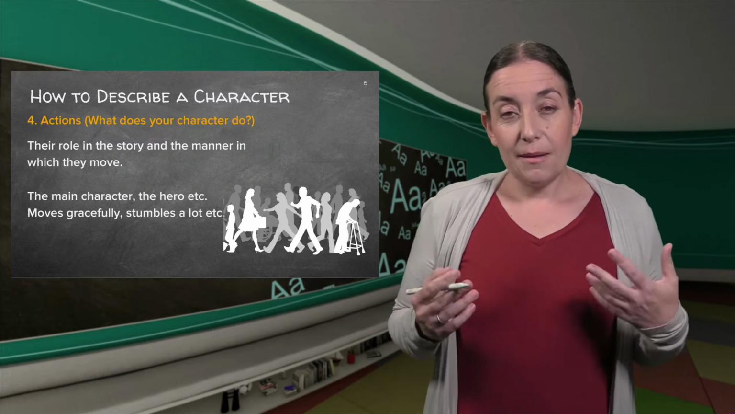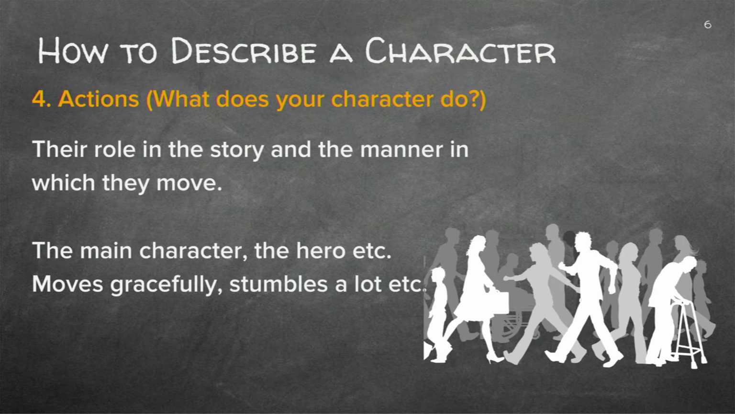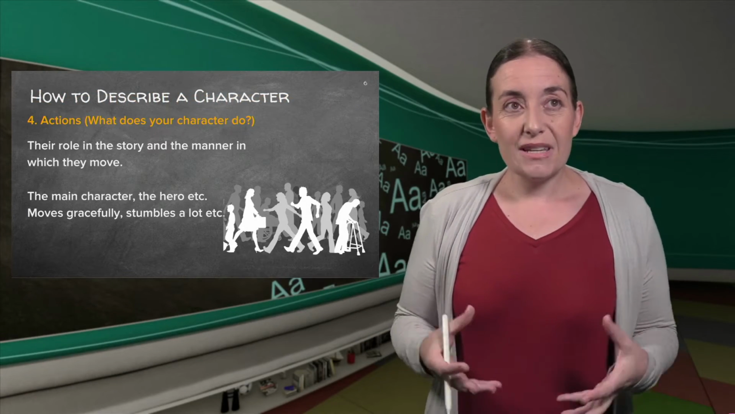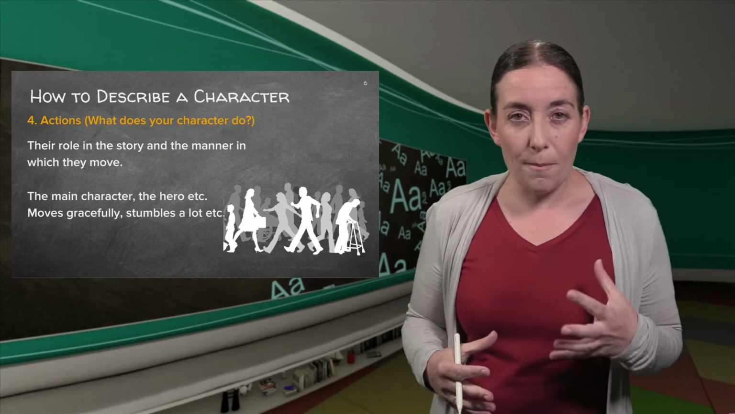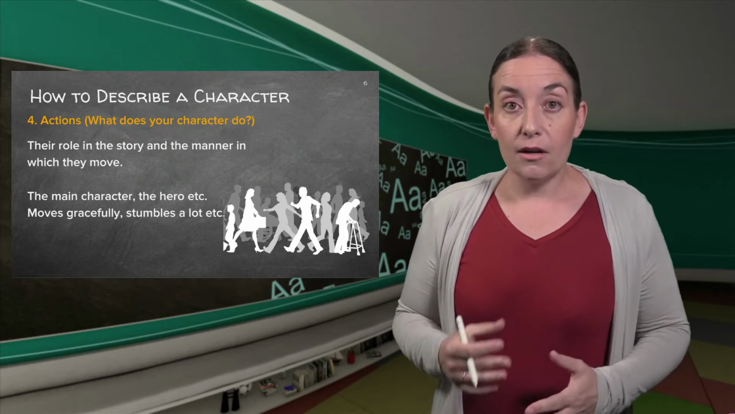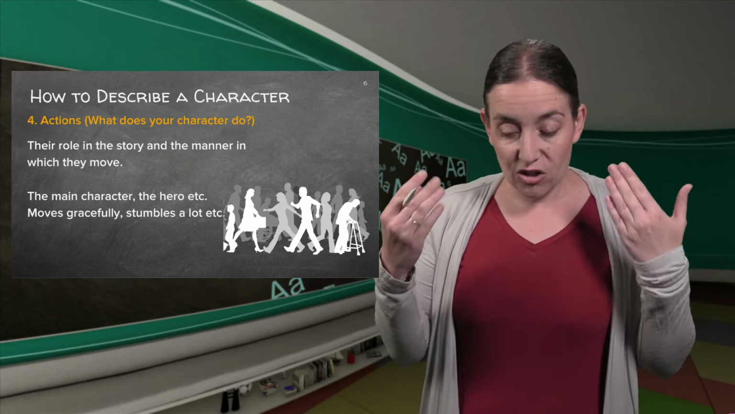Then actions. That means basically what does your character do in the story? So what is their role, and then also the manner in which they move. So are they the main character, or are they just on the sideline? Are they the hero of the story, or are they the bad one? And when they move, you would say if it's a lovely person or a beautiful person, you could say she walked gracefully. But if it's a horrible person, you can say he used to stomp around wherever he goes. In your mind, you can picture immediately this angry man stomping around. So again, the actions of the character help us to imagine the character a lot more.